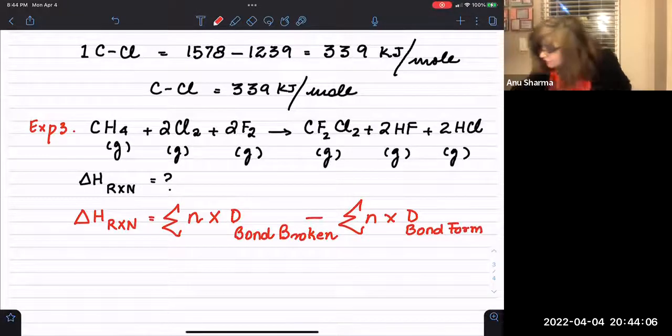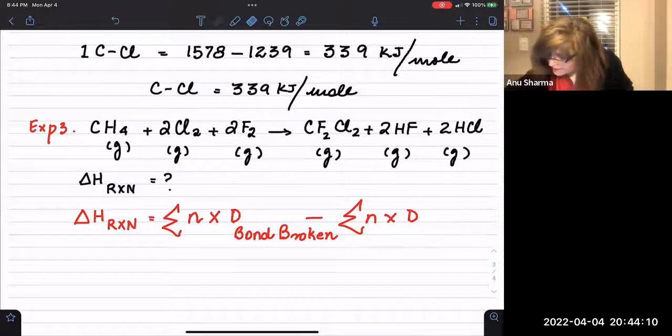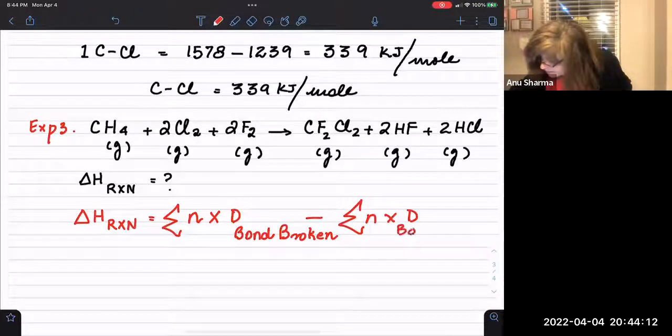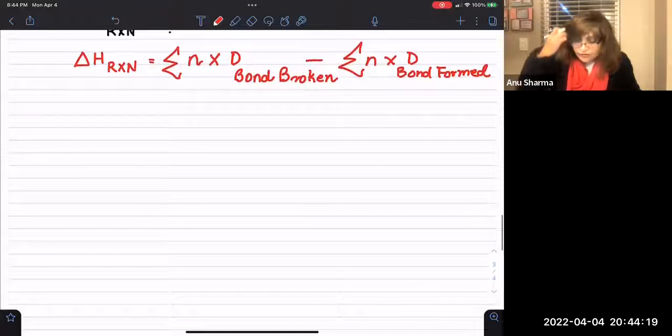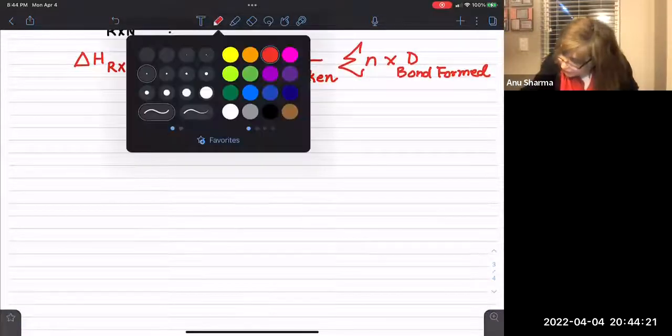Okay, bonds formed. So this is one way of writing it. Commonly, you've seen it, but there's another way of putting the whole thing.